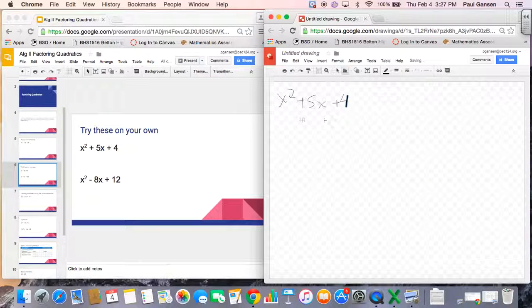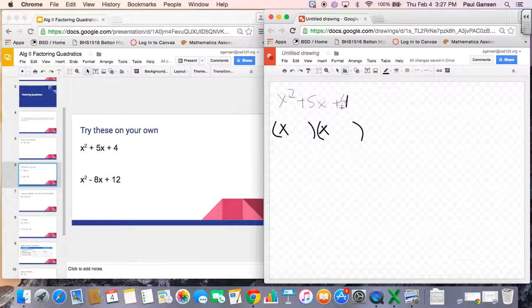Okay. x squared plus 5x plus 4. We're going to factor this. And again, in order to get x squared, the only way that happens is x times x. Our last term... so here's something that we didn't get to talk about a whole lot last time.